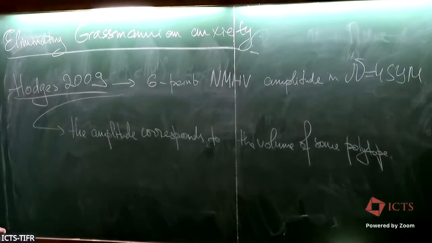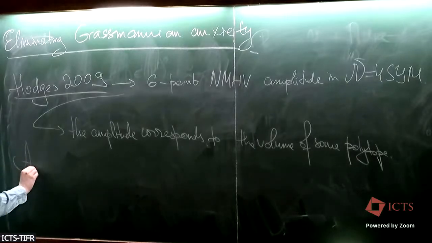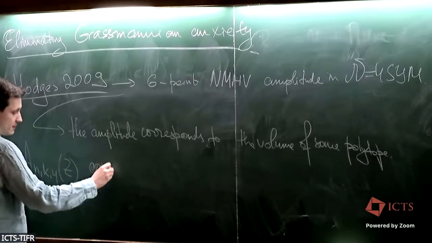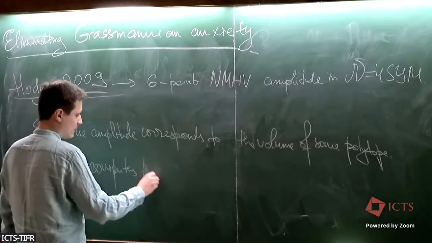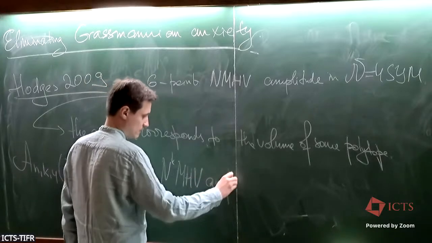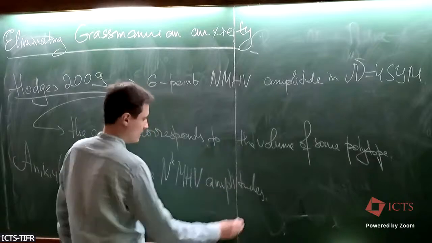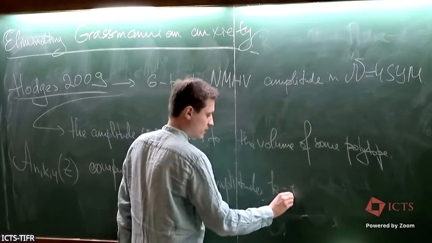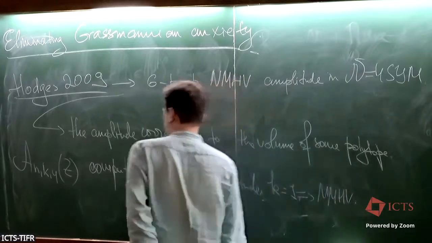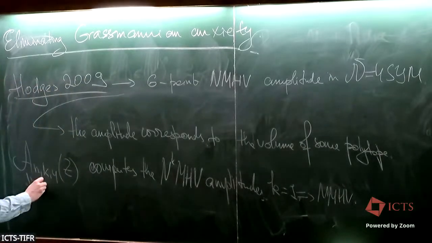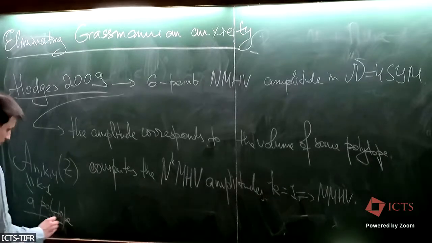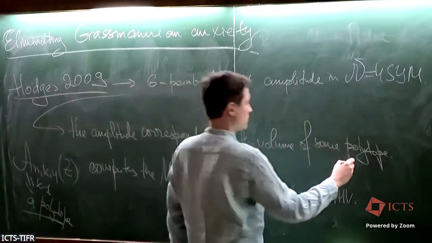Now, a small physicsy digression. The amplituhedron A_{n,k}(Z), as defined by Melissa, computes the N^kMHV amplitude. So in particular, when k is equal to 1, it computes the NMHV amplitude. On the other hand, mathematically, when k is equal to 1, this is a polytope. And this is also a polytope.